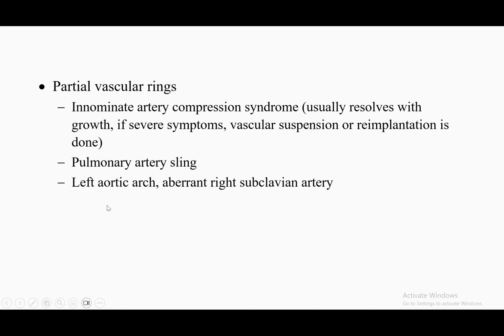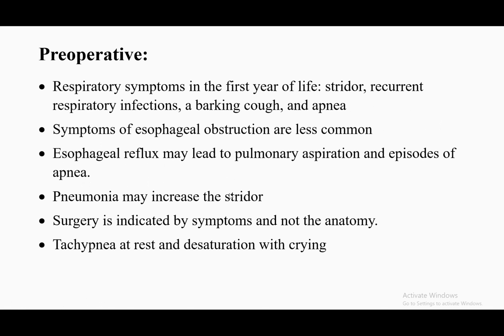Pulmonary artery sling. Sometimes the pulmonary artery is the cause of the ring, the incomplete ring. Left aortic arch, aberrant right subclavian artery. So all these anatomies lead to partial compression of the trachea and the esophagus.